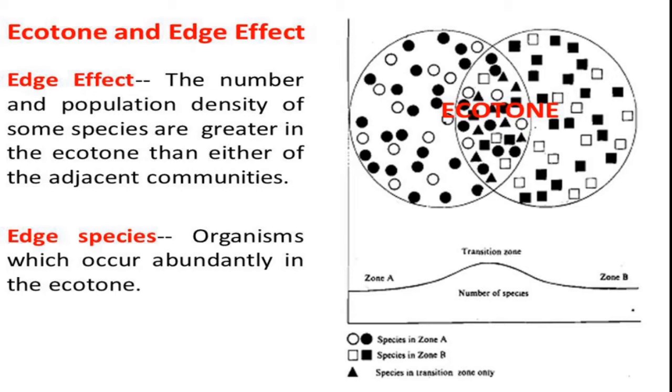The organisms that occur more abundantly in the ecotone are known as edge species. A well-developed ecotone contains some organisms which are entirely different from those of the adjacent communities.